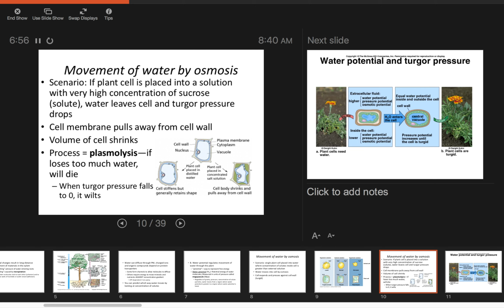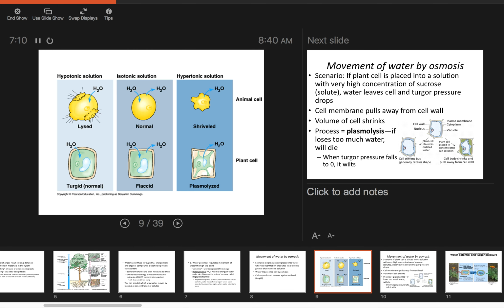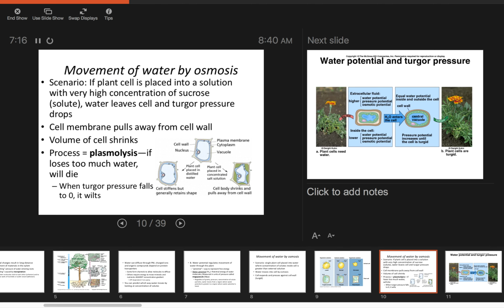All right, if a plant cell is placed into a solution with a very high concentration of sucrose, that's the solute, water leaves the cell and the turgid pressure drops. It's kind of what I just talked about on a previous slide, but we tend to call it plasmolysis. I think it was labeled plasmolyzed right here. So if it loses too much water, the cell can die.